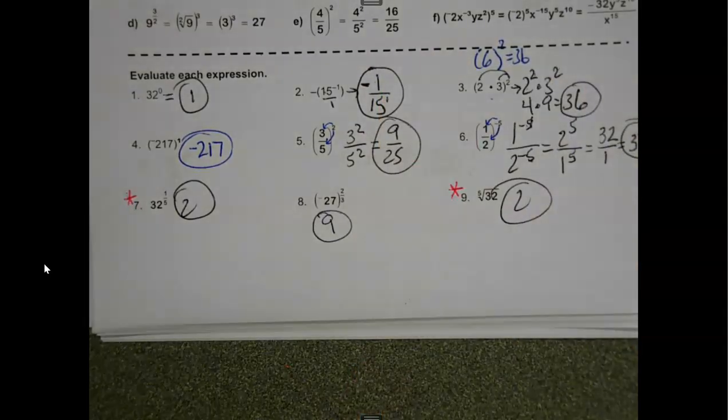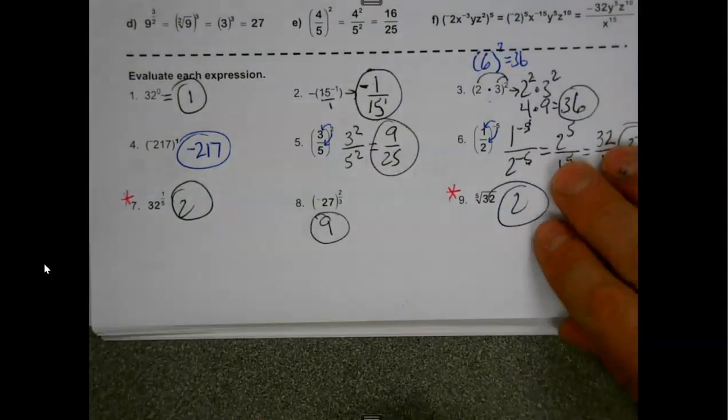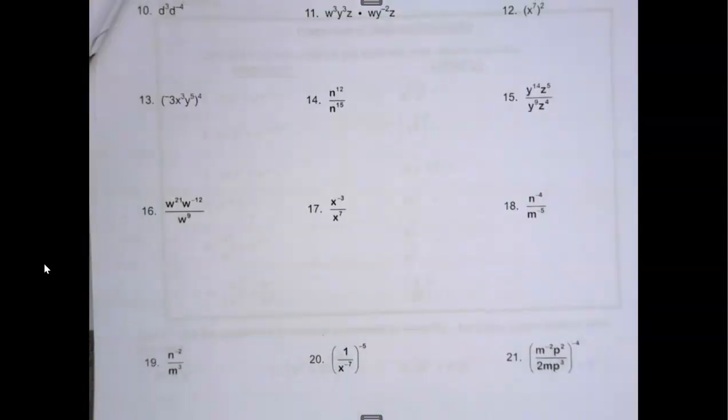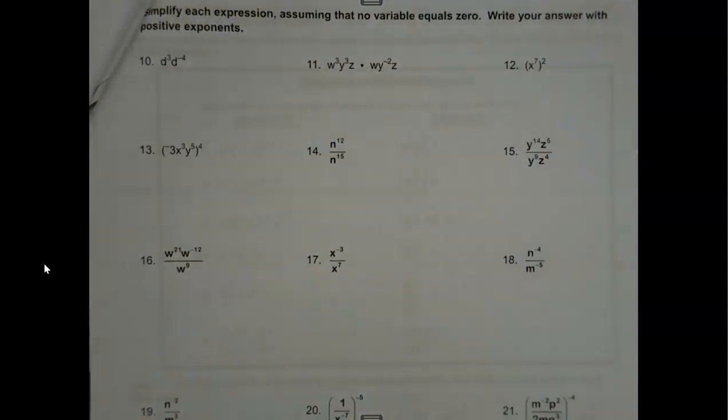But that's where, again, the practice comes in, because then you recognize those tools as you go. You're like, oh, I don't have to deal with all this crazy stuff. It's not going to be as bad as I thought. Hey, look, it's the variables. Here they are. Don't worry. I'm not putting you through 13 more of these. Okay. Simplify the expression. Assume that no variable equals zero. Write your answer with positive exponents.